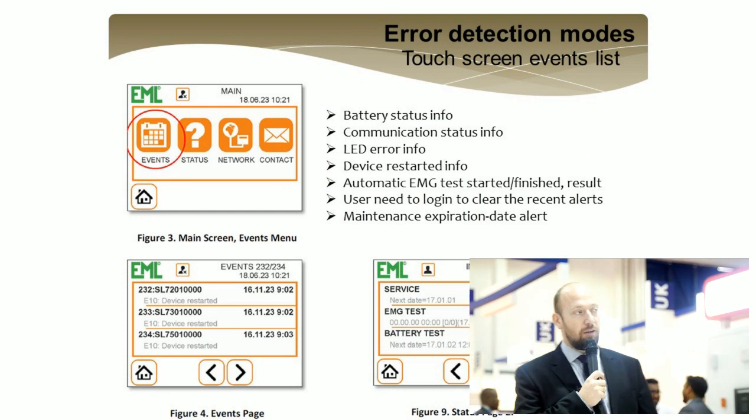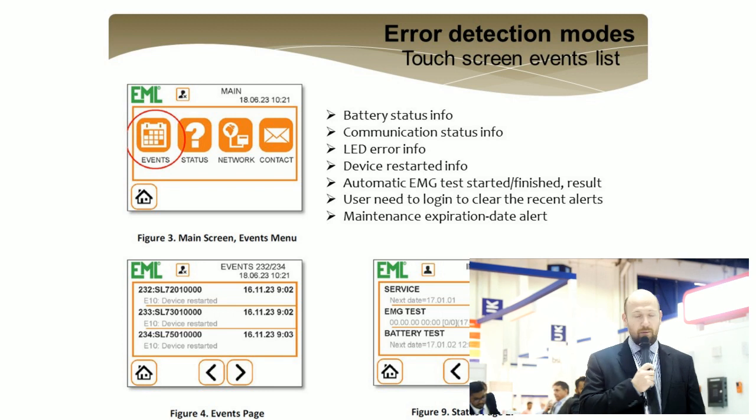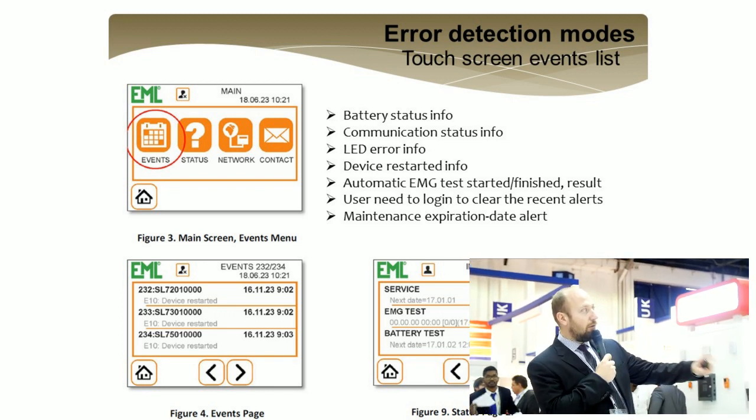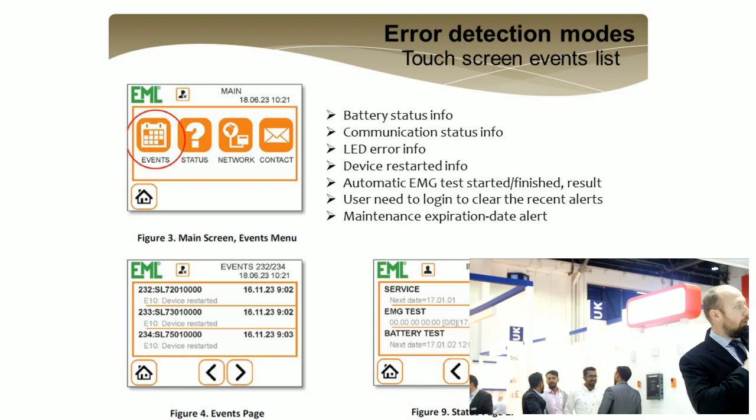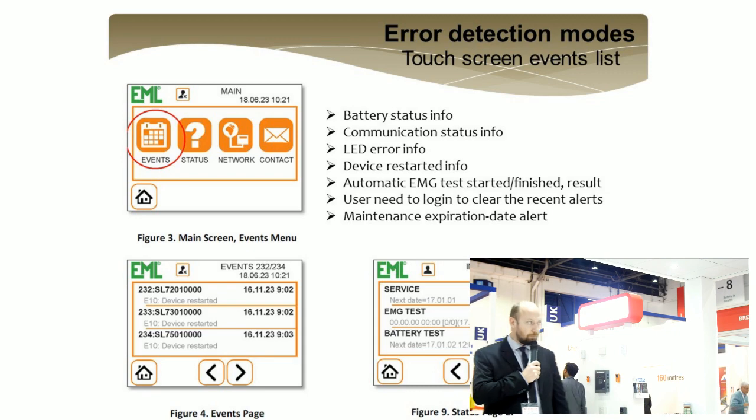From the touch screen, the main panel touch screen, which types of events can we check? From here, the events, we can see a maximum of the latest 2000 events, and it can be battery status information, the communication information about the lights, any LED information, when the device was last restarted, and the main information about the system.